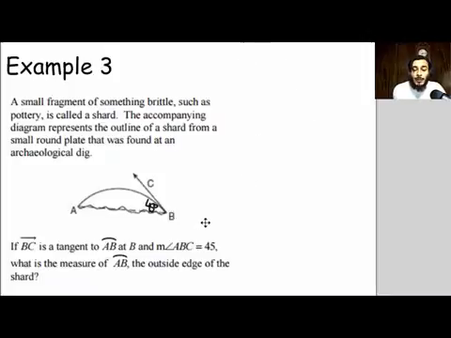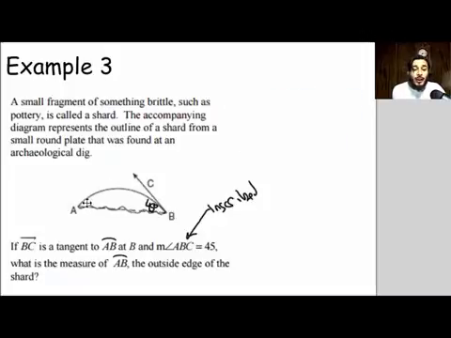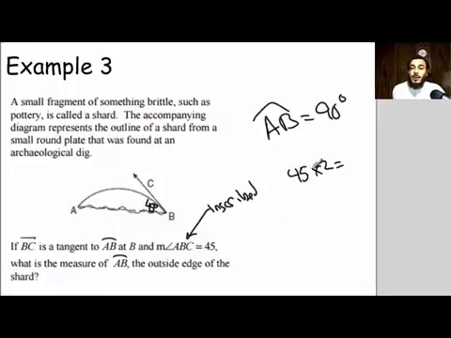So again, angle ABC is inscribed because the vertex is on the circle. So the relationship between the arc and the angle is a 2-to-1 ratio, right? So to go from the inscribed angle to the arc, we're going to have to multiply by 2. We're going backwards. So then that would mean that the measurement of arc AB is 90 degrees. Again, the way I got that, I did 45 times 2, and that's how I got 90.